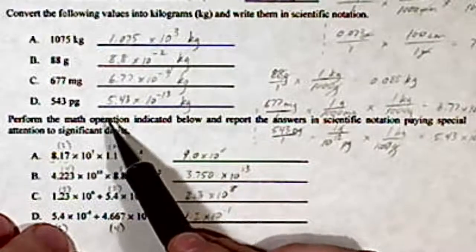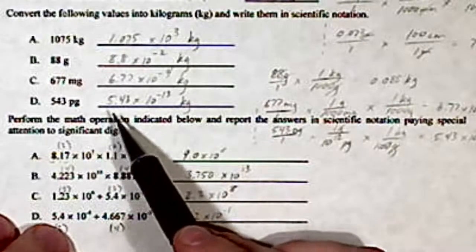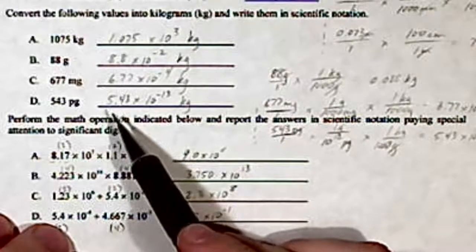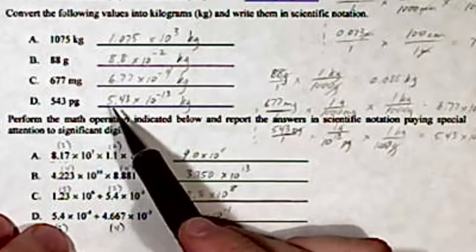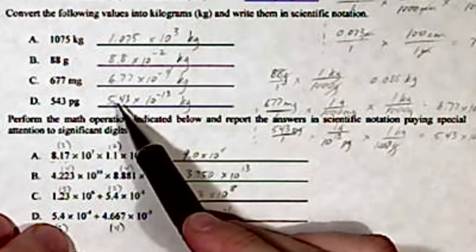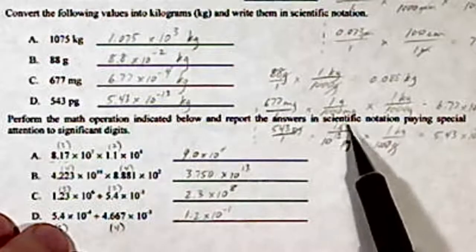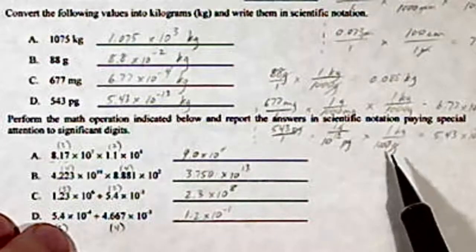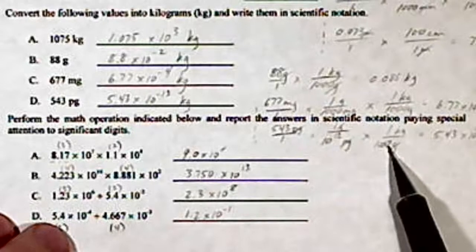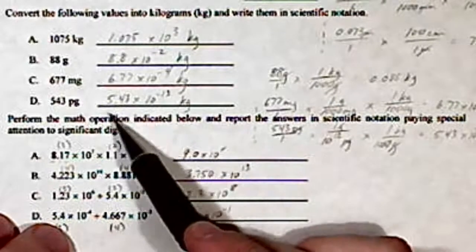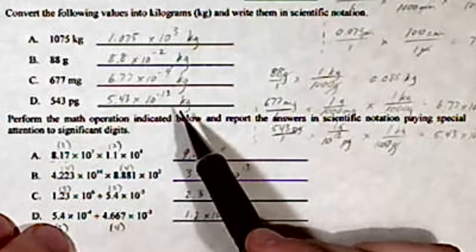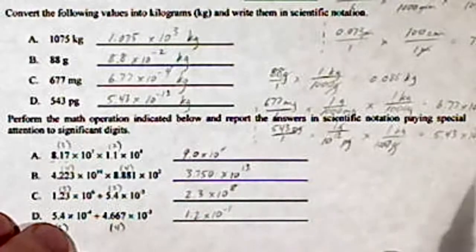Finally, picograms. Picogram, there are 10 to the 12. What is that, a billion? No. Trillion. It's 10 to the 12 picograms in a gram. Much easier to remember than the name. And 1,000 grams in 1 kilogram. So this ends up being very tiny, 5.43 times 10 to the negative 13 kilograms.